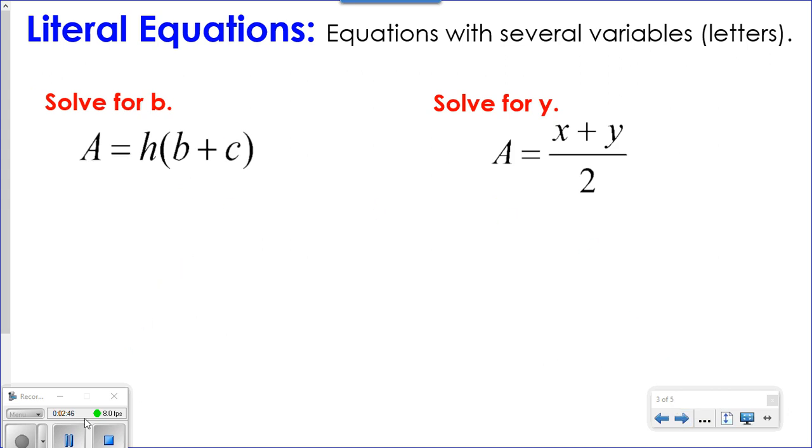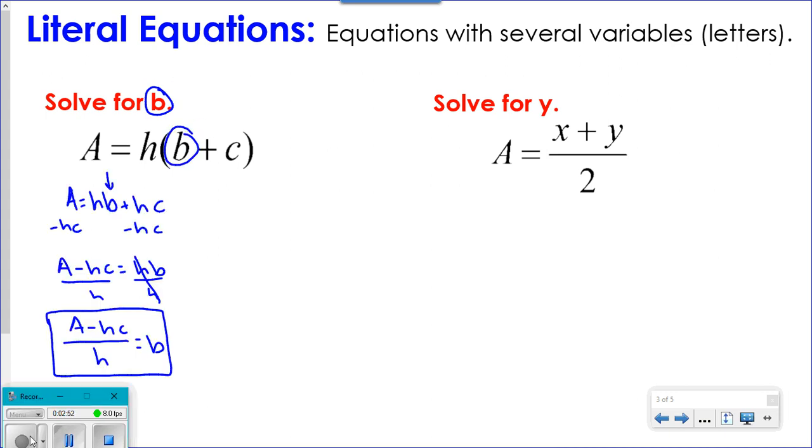Okay, pause the video, see if you can solve for b in our first equation here. Alright, if we look at this one, we want to get b by itself. So you have two options to start off with. You can distribute the h through, which is what we did here, or you can divide both sides by h in the beginning and work from there.